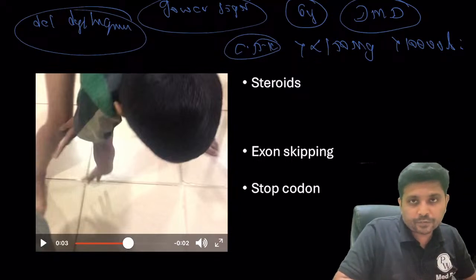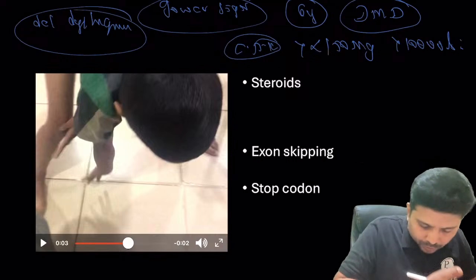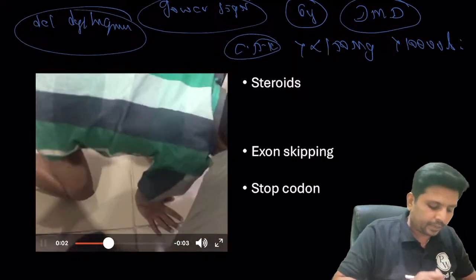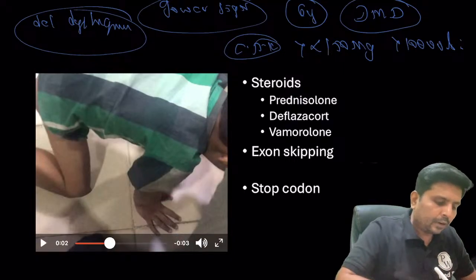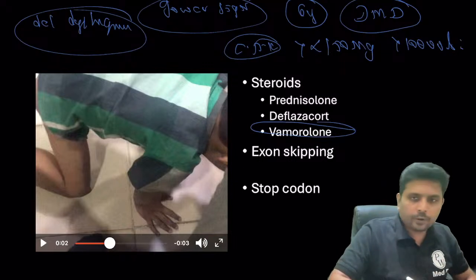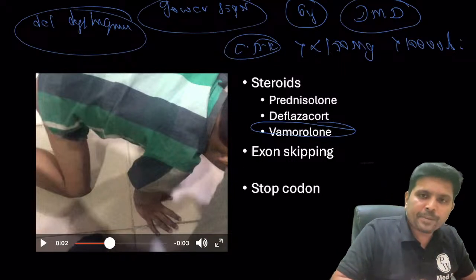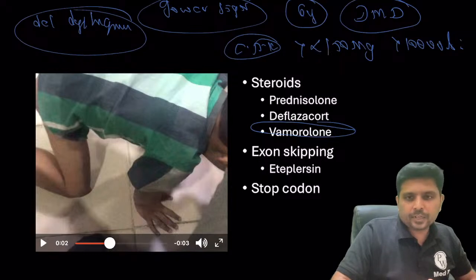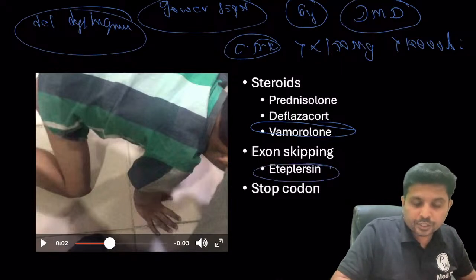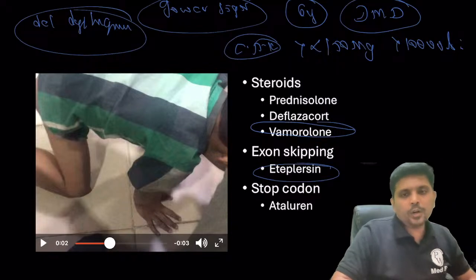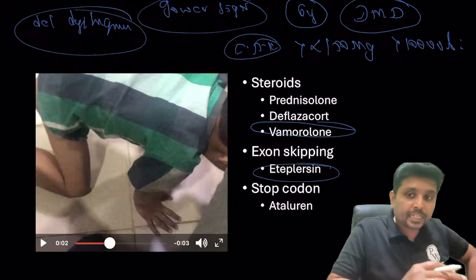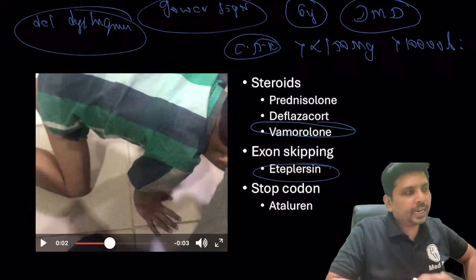Steroids, you know, prednisolone, deflazacort, but the steroid without any steroidal side effect is vamorolone. Second, exon skipping agents are eteplirsen. Stop codon drugs used in this disease is called ataluren. I just want you to be sensitized because DMD is such an important question. You will be asked these rarities.